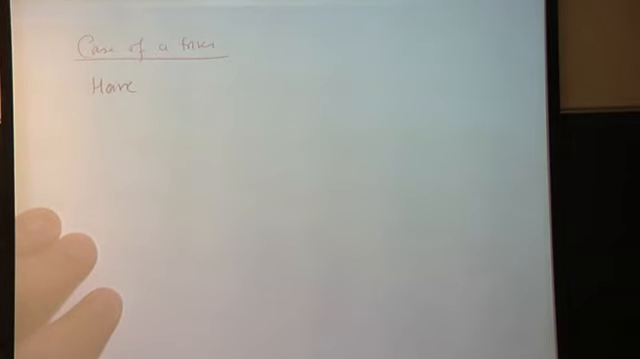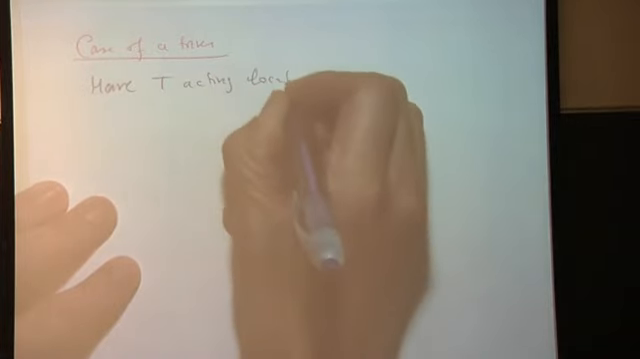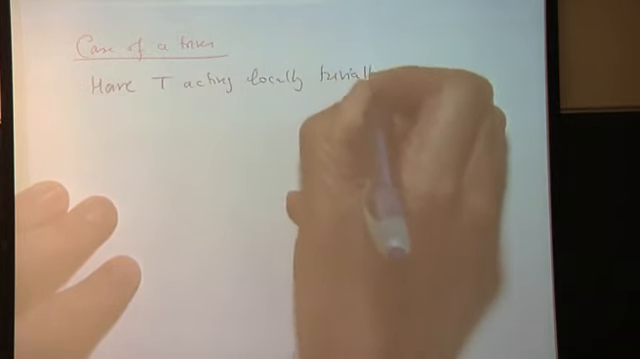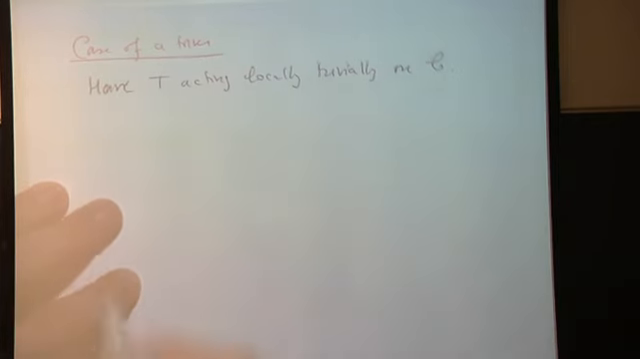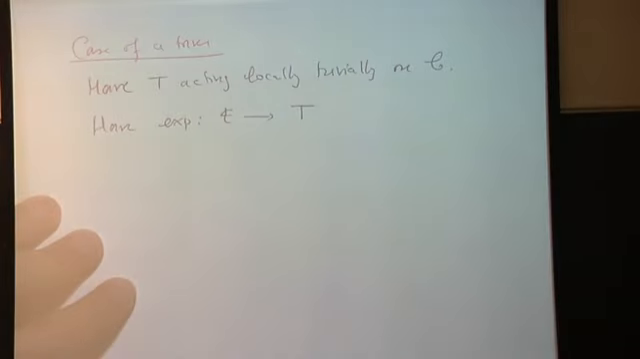So let's go on to the torus from now on. Case of a torus, where things can be made explicit. So let's say we have T acting locally trivially on C. Let's assume that now. And now we also have a very nice exponential map from the Lie algebra to the torus, which is a covering map, of course.